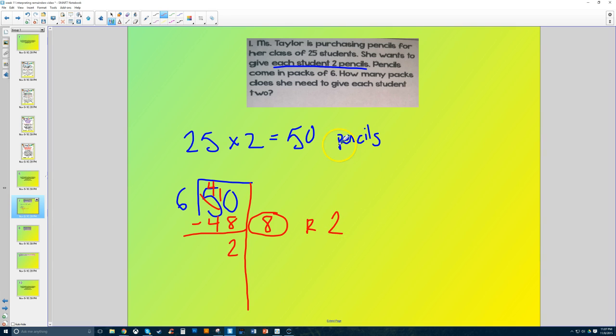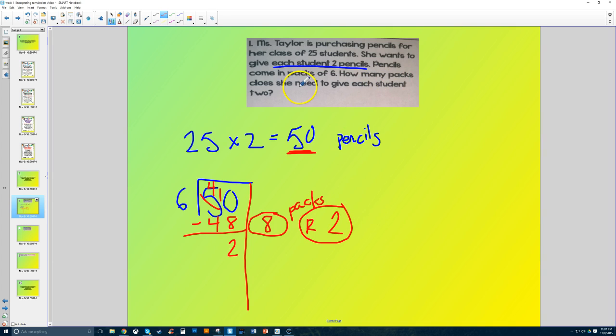But because this is a word problem, I have to go back and try and figure out what that means. It says how many packs does she need to give each student 2 pencils? Well, this essentially tells me that she's already bought 8 packs. And if she has 8 packs and each pack has 6 pencils in it, that's a total of 48 pencils that have already been taken care of. Well, she has 50 pencils, so this remainder 2 is 2 pencils that have not been taken care of. In other words, these 2 pencils are not in packs.